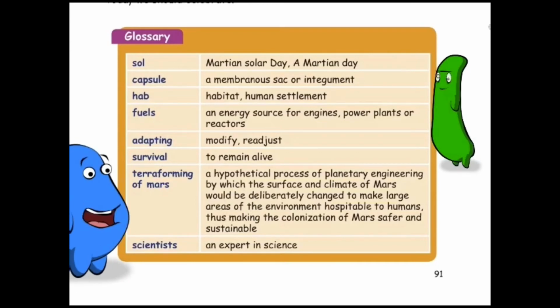Terraforming of Mars. A hypothetical process of planetary engineering by which the surface and climate of Mars would be deliberately changed to make large areas of the environment hospitable to humans, thus making the colonization of Mars safer and sustainable. Scientists, an expert in science.